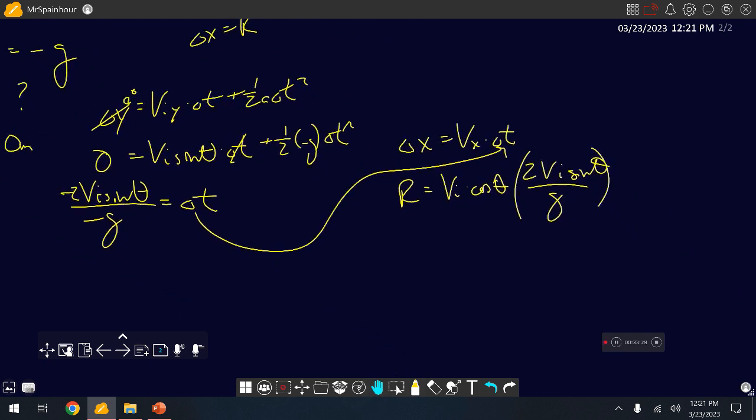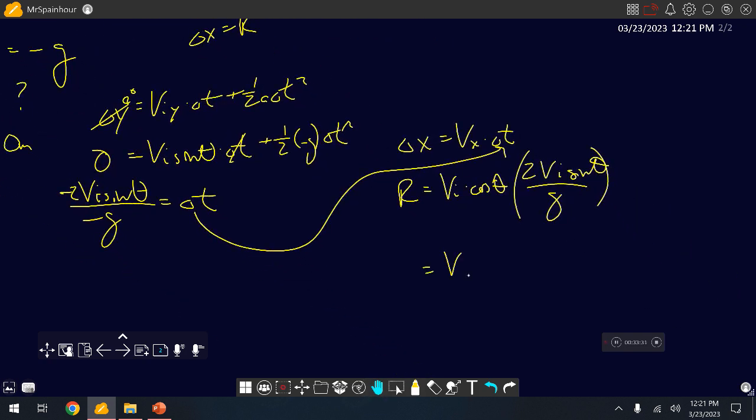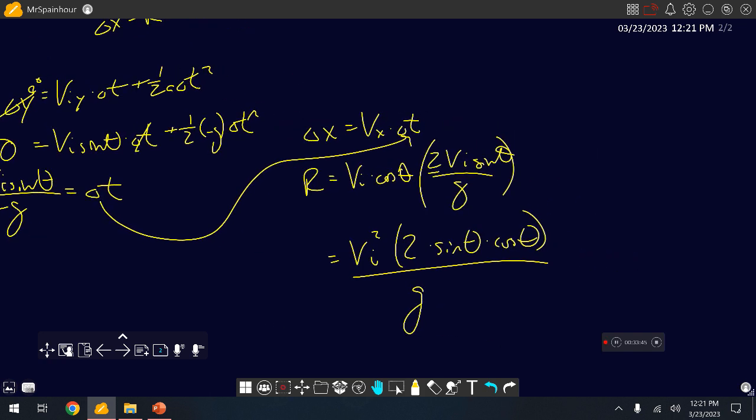So we come down here and reorganize. I'm going to put my vi's out in front. As there are 2 of them, we'll put vi squared times 2, this guy right there, times sine of theta times cosine of theta, which you can obviously see why I'm isolating that guy by itself, because now it is just vi squared times the sine of 2 theta over g.